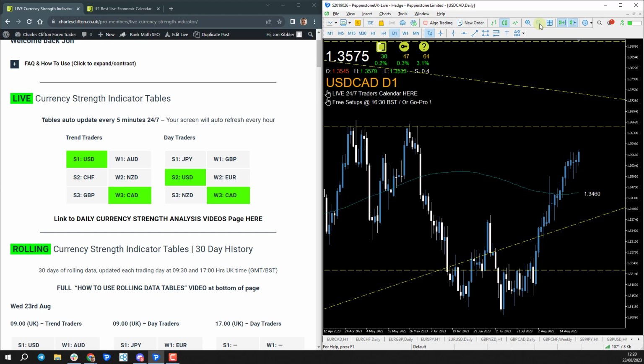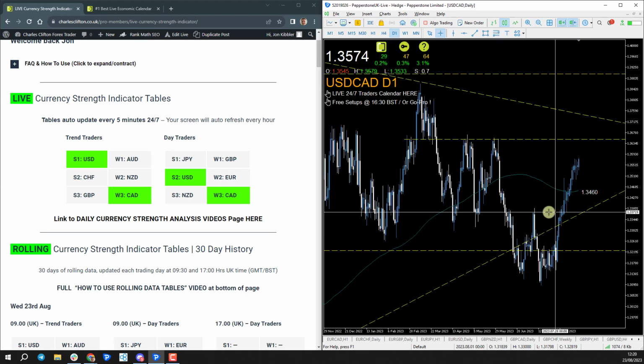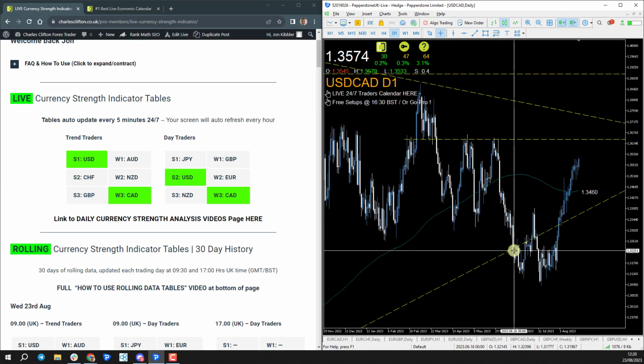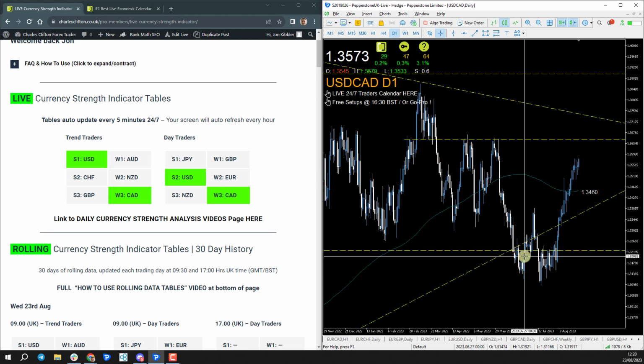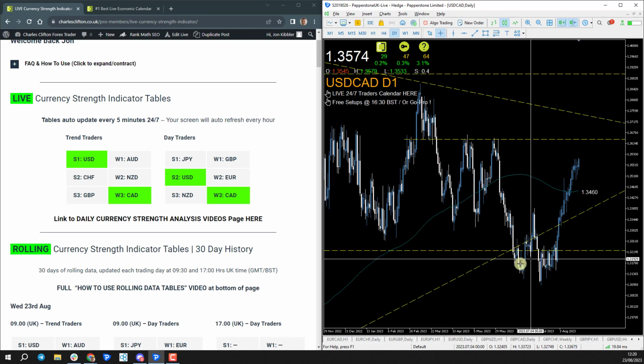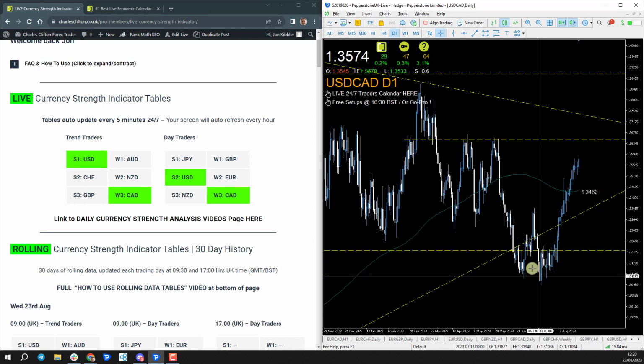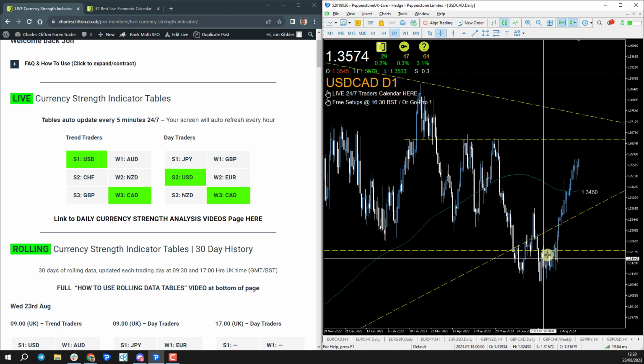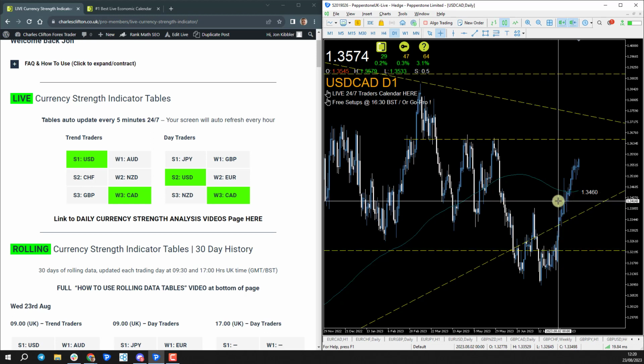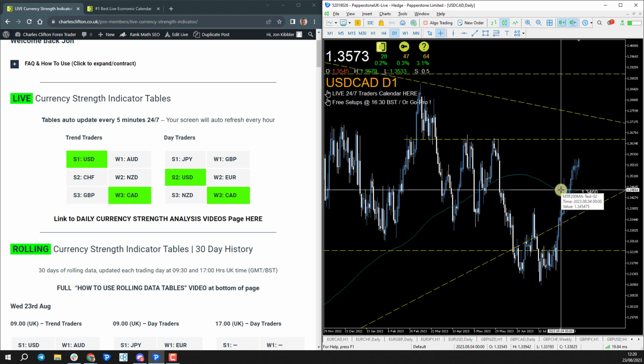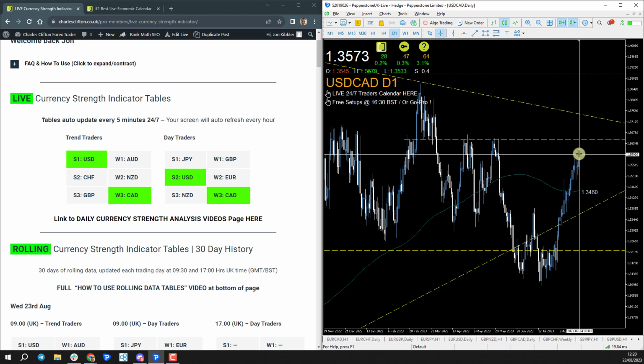Looking at it from a daily perspective, if I just zoom out, we can see that price did trade below the key 1.3225, we could even argue the 1.32 handle. It failed to hold below that key major level of support. Since then, price has continued to trade higher, broke back into this trend line support as well, and above the daily 200 moving average.